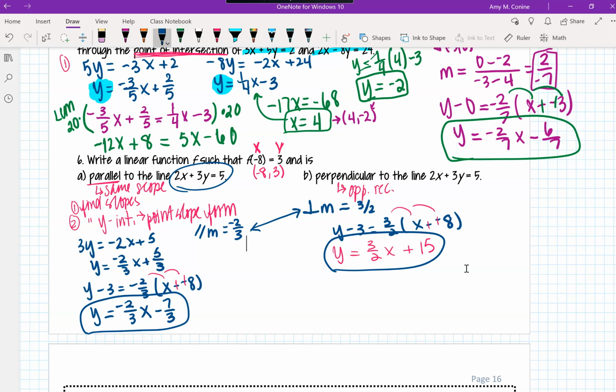So that is linear equations. That's the kind of stuff we're going to be working on, and that's why I wanted to review it. So if you have any questions, please ask. Have a great day.